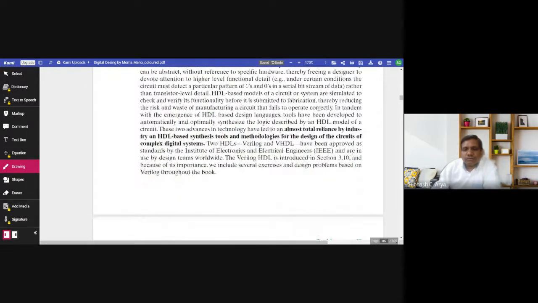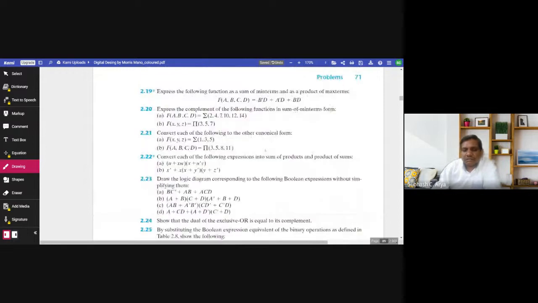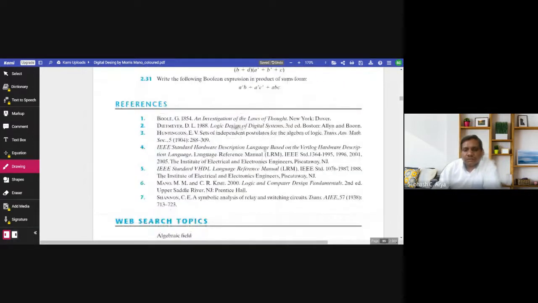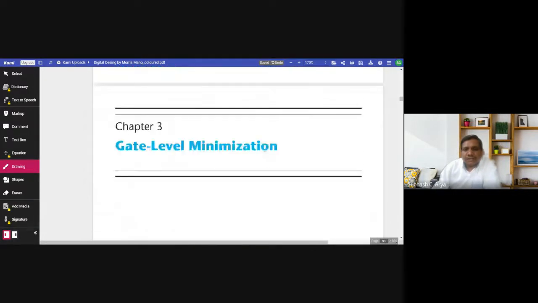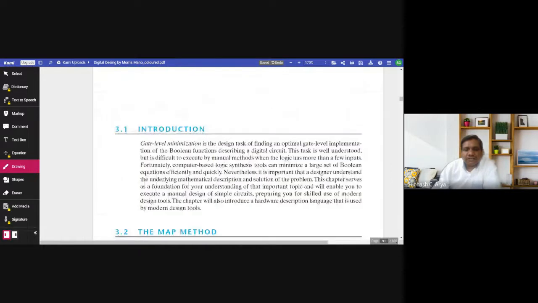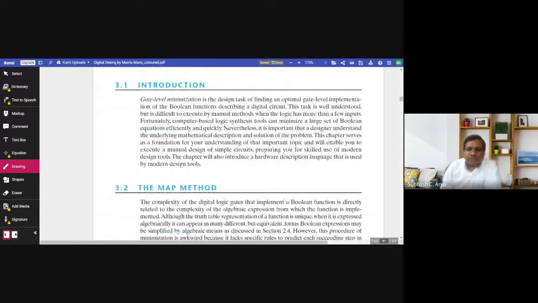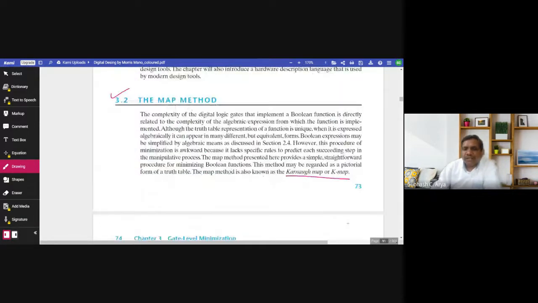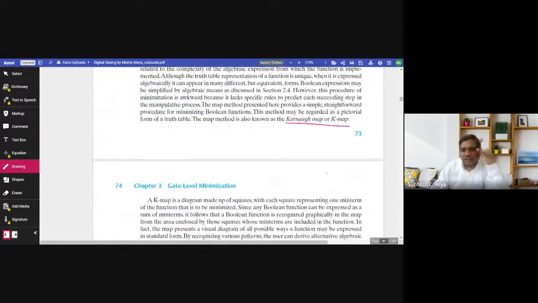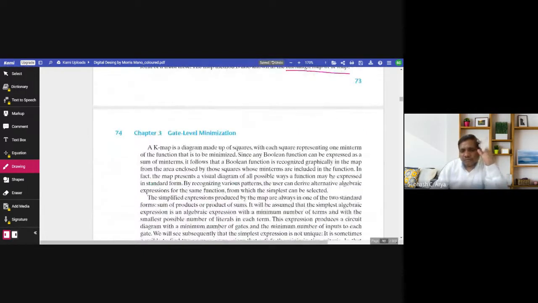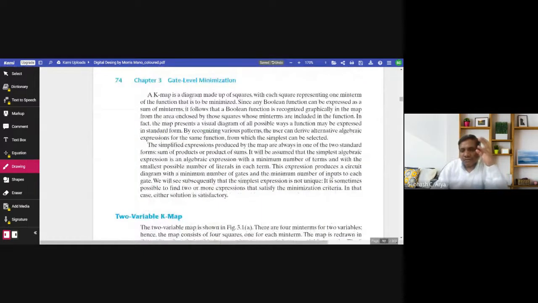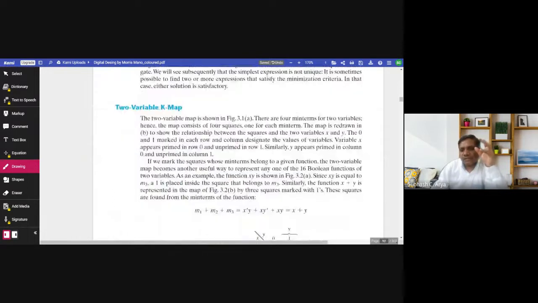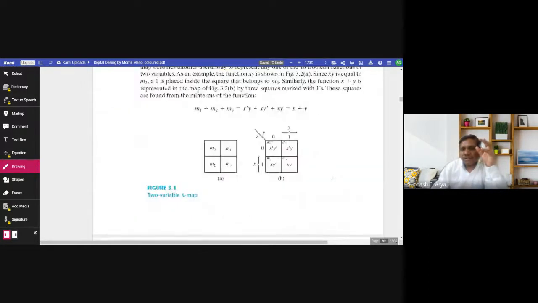So let us move to the next section, gate level minimization. In our syllabus, the map method is given, which is called Karnaugh map. Karnaugh map is a graphical method of minimizing the function. Minimizing the function means we want to minimize the number of literals.